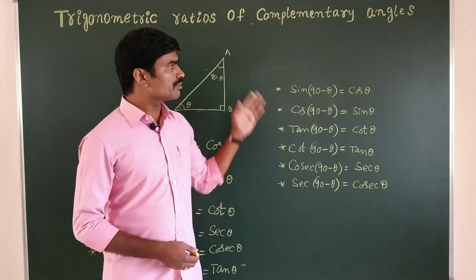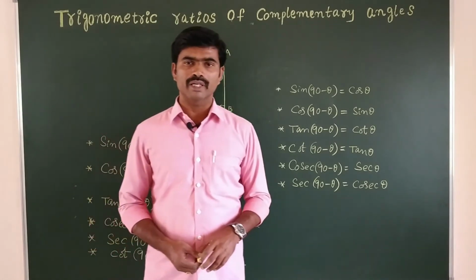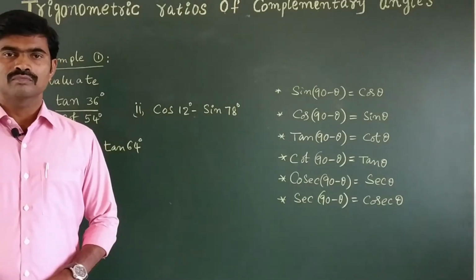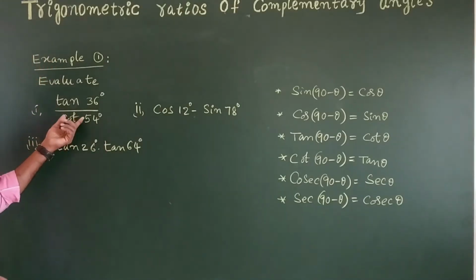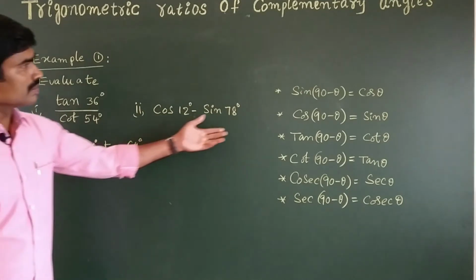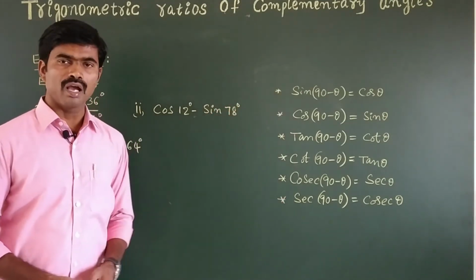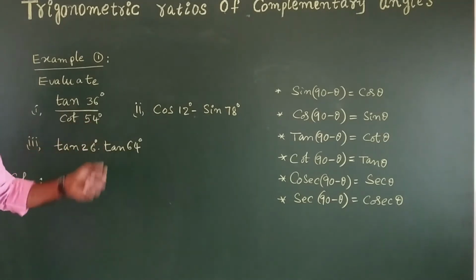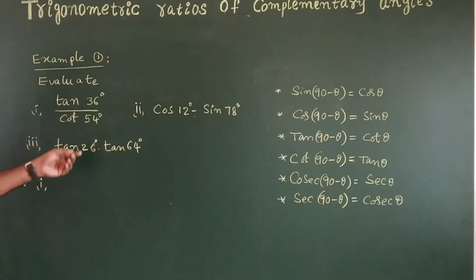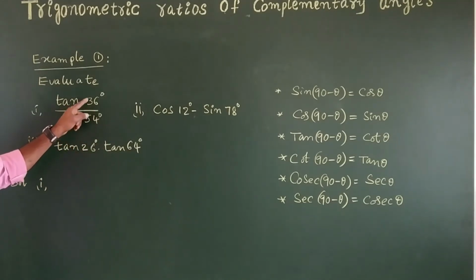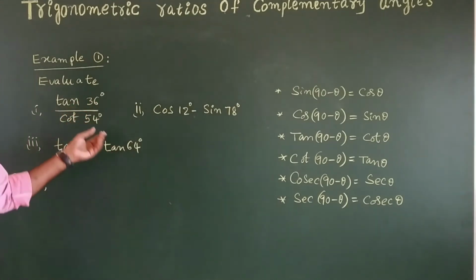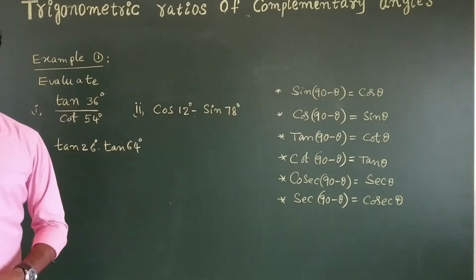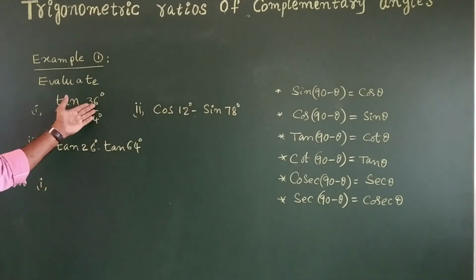The application of trigonometric ratios of complementary angles. We can solve these problems by using these complementary angles. First one, tan 36 degrees by cot 54 degrees. The sum of these two angles, 36 degrees plus 54 degrees, is 90 degrees. So these are complementary angles.